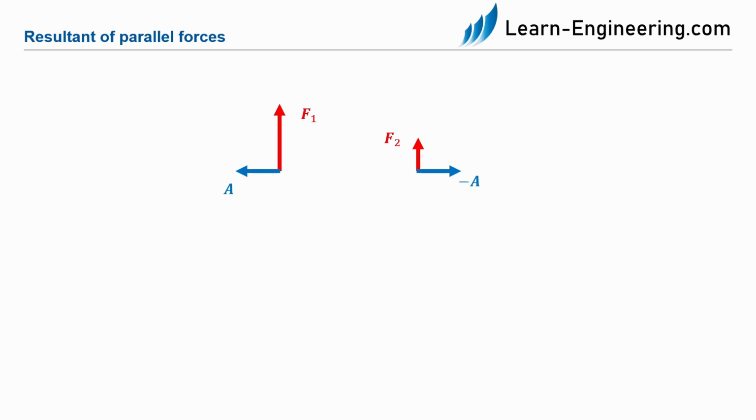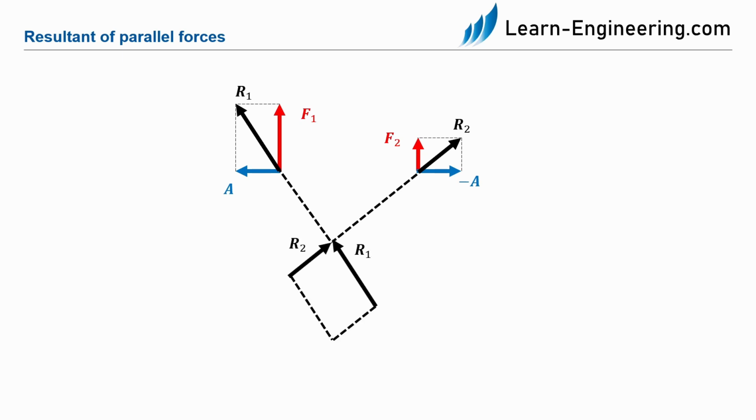With the two auxiliary forces, we can now draw a resultant force of F1 and A and a resultant force of F2 and minus A. Since we can always move the forces along the line of action on a rigid body, we now move the two resulting forces R1 and R2 to the point where they meet. With the parallelogram of forces, we can now determine the resulting force R. This resultant force is the resultant of the two parallel forces F1 and F2. We see that the resulting force is the sum of F1 and F2.